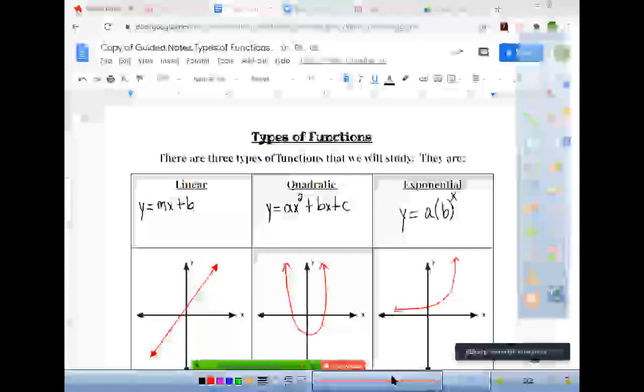And so we're going to look at identifying these if they gave us an equation, identifying them if they gave us a table or a graph, and then actually just graphing some of them on our own.